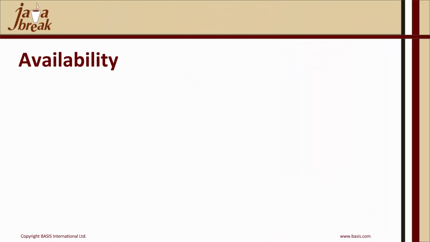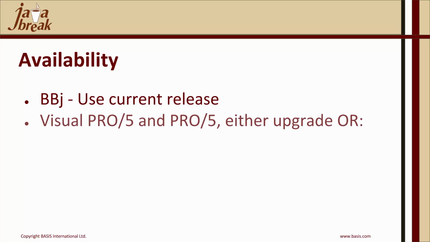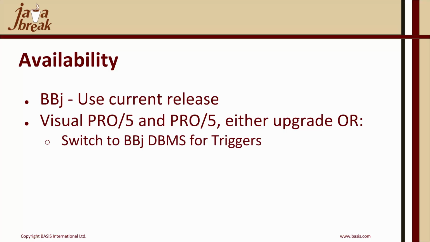Thanks, Nick. Let's talk now about availability and applicability to the version of the interpreter that you're using. Well, with BBJ, you can use the current release, and all of these features and functions we've shown you today are available to you. If you're running Visual Pro 5 and Pro 5, you can either upgrade to BBJ or you can just switch to the BBJ database management system for the trigger functionality we spoke about today.